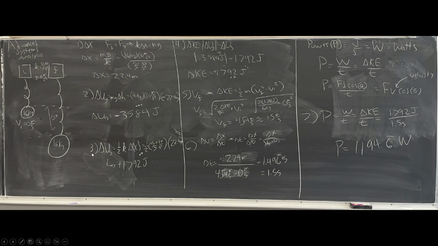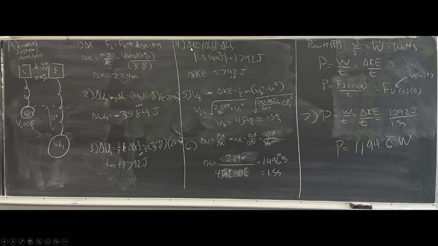The third parameter that we can solve for is the amount of energy that left the potential energy of our mass, how much potential energy went to the spring. Well, delta U_s equals 1/2 k times the change in displacement squared. That's 1/2 times 50 over 7 kilograms per second squared times, and now our displacement here is 22.4 meters, and we're going to need to square that. That comes out to positive 1,792 joules.